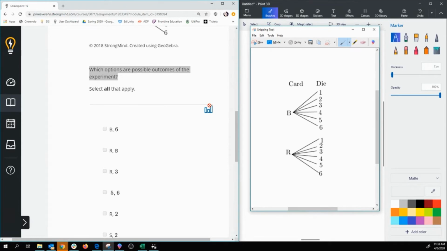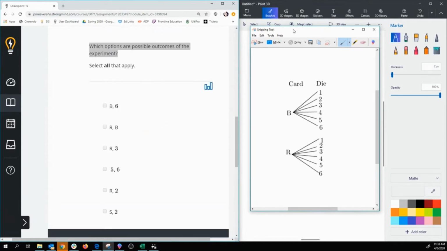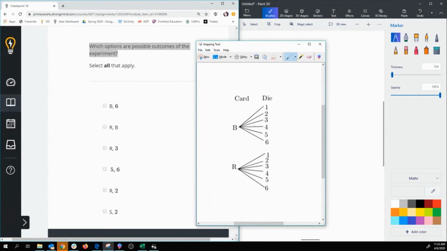Awesome. Okay. So we want to select all the different outcomes that are available based off of this tree diagram here. Now, this is the one where you should make sure that you're double checking it, because they put one in here to trick you. And if you're not looking at it carefully, you might accidentally select it. Yeah, Dawson found it. So if I look at the first one, B6, I could pick a black card and roll a 6, so that one works. The next option is red black, but that one does not work because there's no branch that's connecting these two, right? I should be picking a card and then rolling a dice.